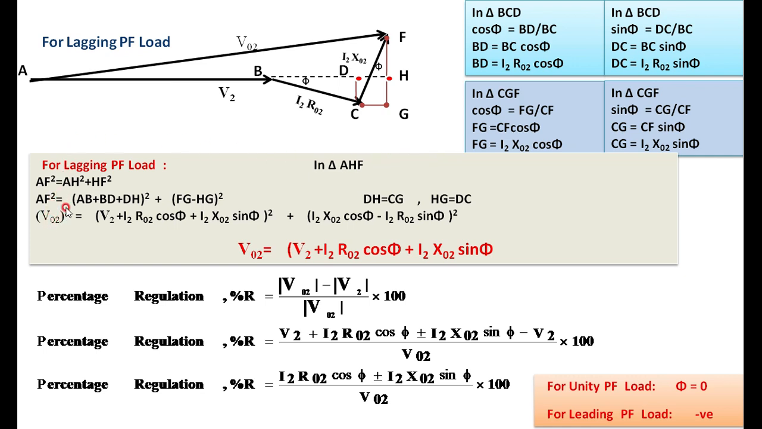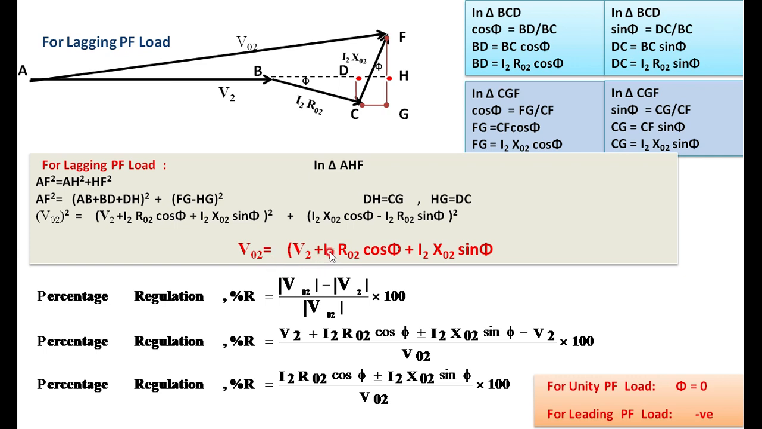Ultimately, V02 square is equal to (V2 plus I2 R02 cos φ, that is BD, plus I2 X02 sin φ, that is DH) whole square, plus the total of FG, that is I2 X02 cos φ, from which I have to deduct HG, that is I2 R02 sin φ, which I am getting from this triangle. Ultimately, if we substitute and simplify, taking the square root of this, what I am getting here is the value of V02.